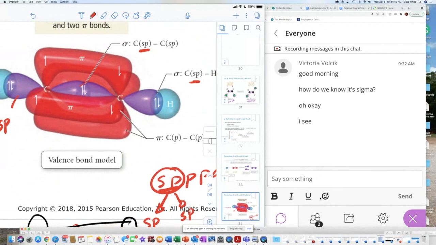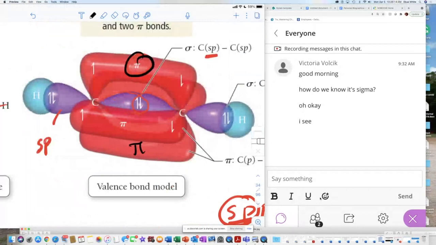In this image here, of course, you see the head-to-head overlap, right? In the middle, that's going to be sigma, and then the first one was already used. So this is going to be a pi overlap, let me use a black marker. Pi overlap, and then down here we have also another pi overlap. Two pi overlaps based on how they're overlapping.